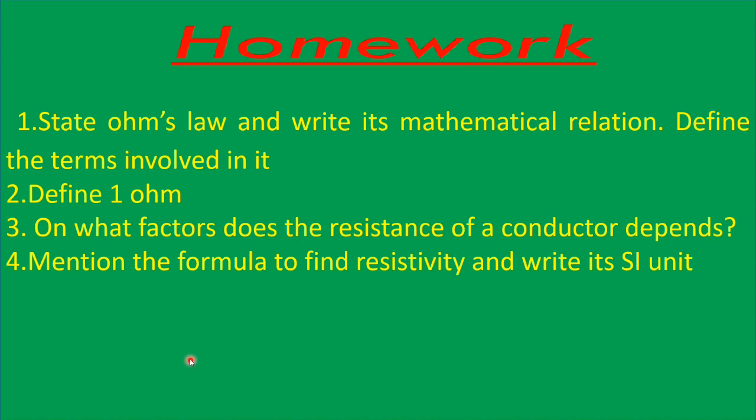Now it is time to take down the homework. The first question is, state Ohm's law and write its mathematical relation. Define the terms involved in it. Second question is, define 1 ohm. Then third question, on what factors does the resistance of a conductor depend? Fourth question is, mention the formula to find the resistivity and write its SI unit. Okay, take down the homework questions, children. Dear children, write these homework questions in your notebook as well as on an A4 sheet.